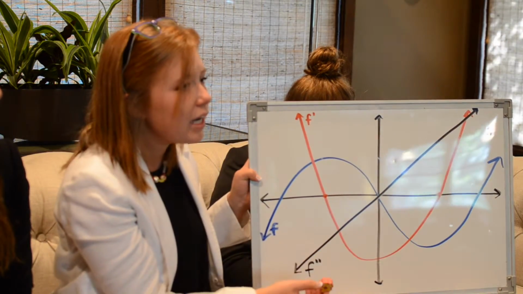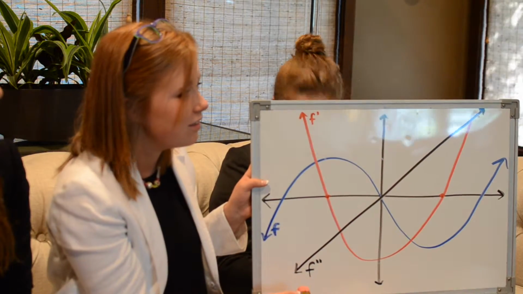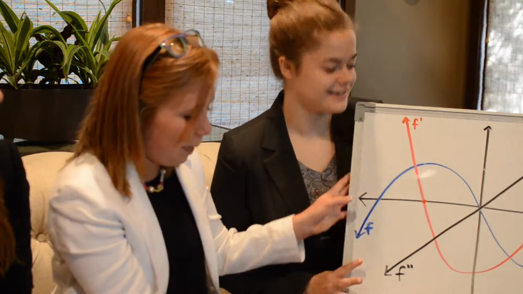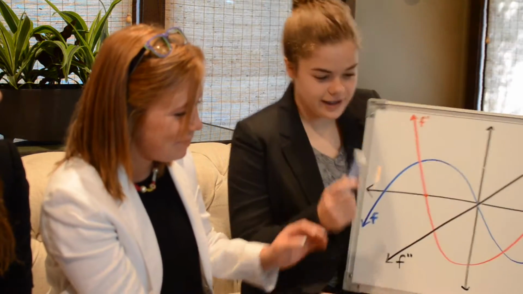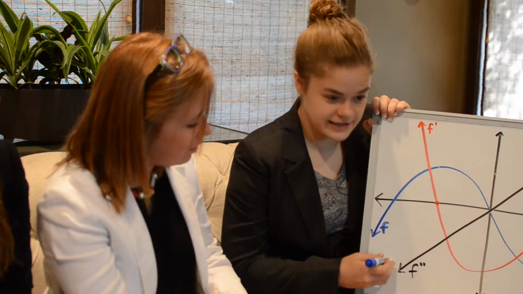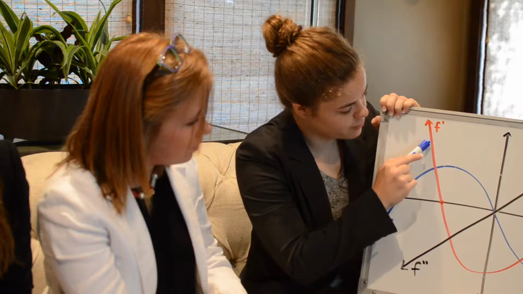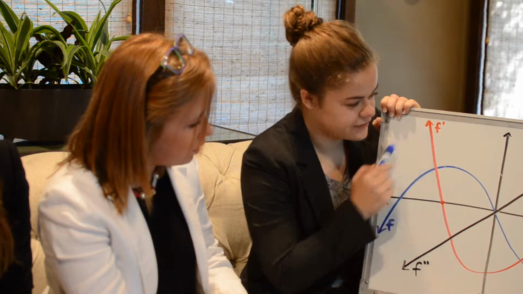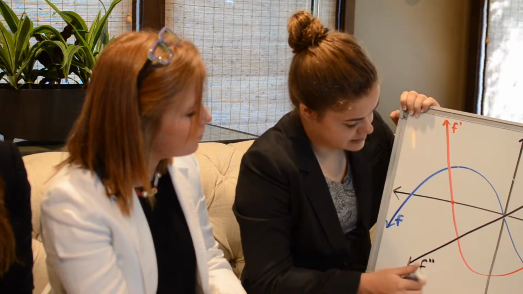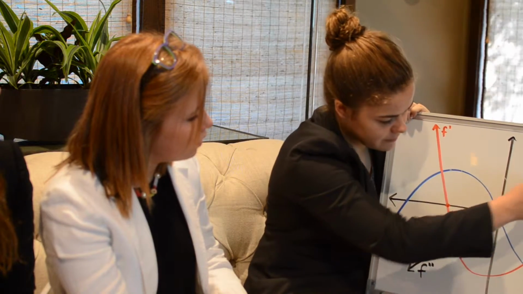Now, we can take it back and connect it to what Elena was talking about with positive and negative. Great idea, Alli. So, as you can see, what Alli said, as F is increasing up until this point, F prime is positive. Now to tie in F double prime to this, as you can see, F double prime is constantly increasing.